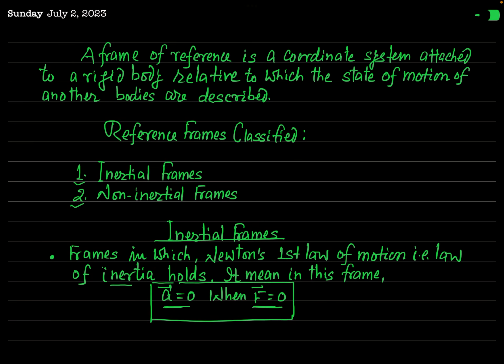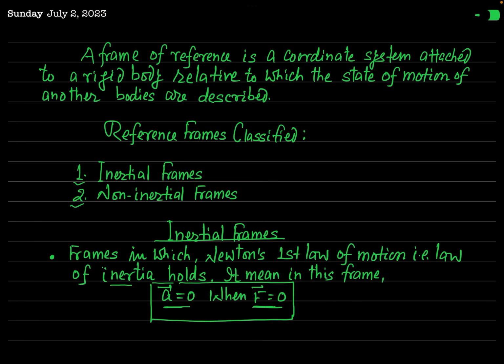So you have to take a force-free body and measure its acceleration with respect to some frame, and if your result is zero, it means the acceleration is found to be zero, then you must say that the frame under consideration is an inertial frame.